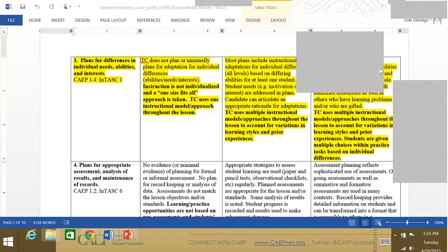Another question says, in the rubric from the University of New Hampshire, category 3.4, unacceptable, do we need to worry about the wording significantly? No, and I'm going to answer this question in two parts.